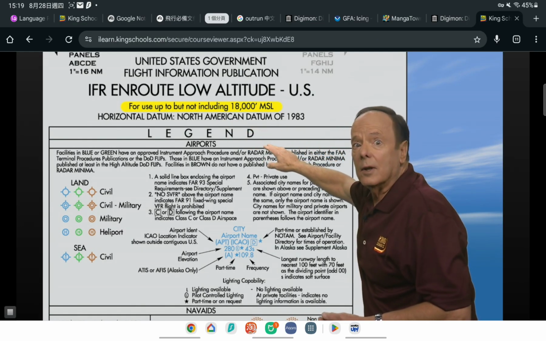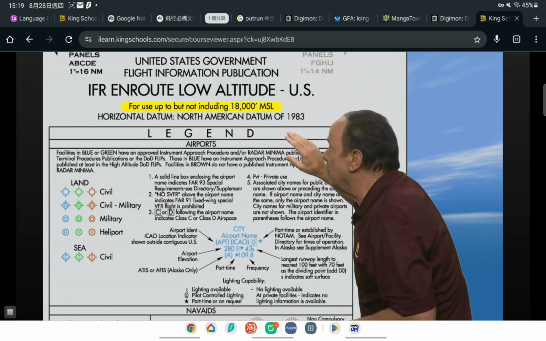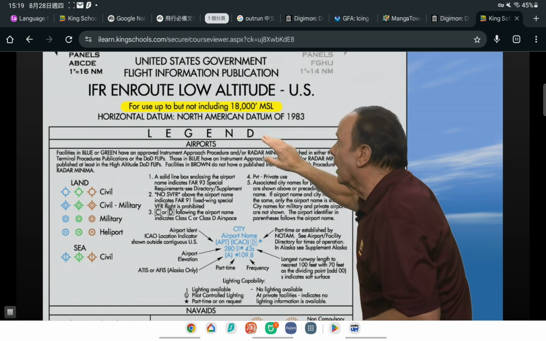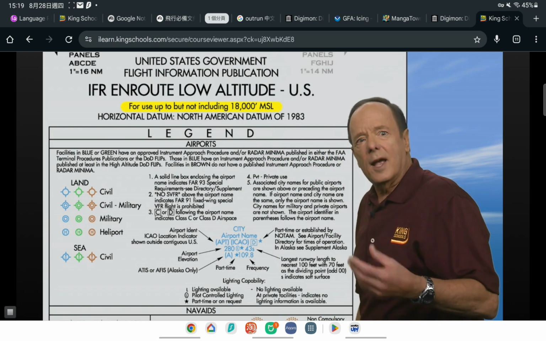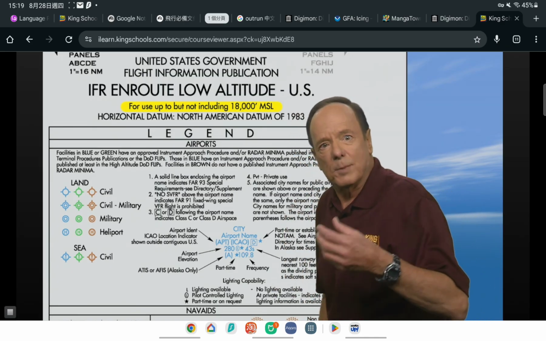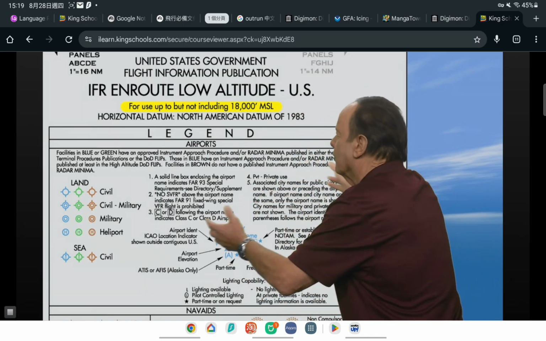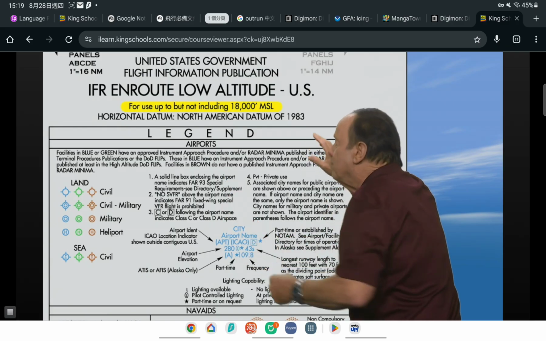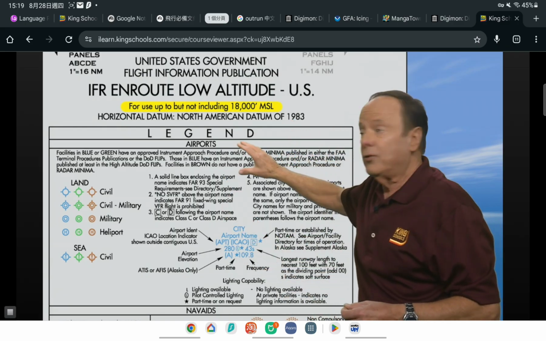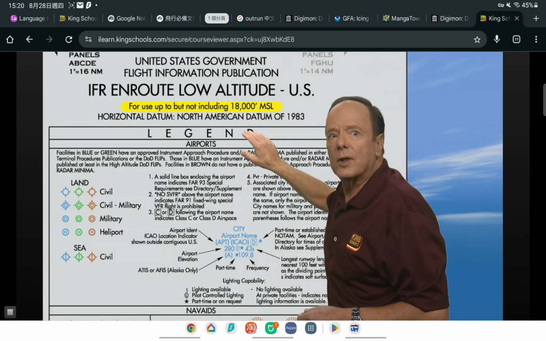By the way, the legend from the chart will be available to you on your FAA knowledge test. Now, the question they ask you on your knowledge test may not tell you which legend to refer to or when to do so, but it will be available to you, and if you have any question about this, look for the legend.